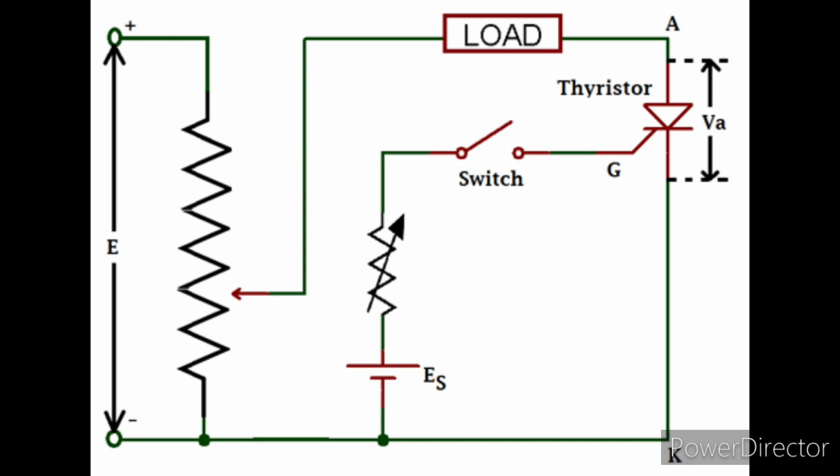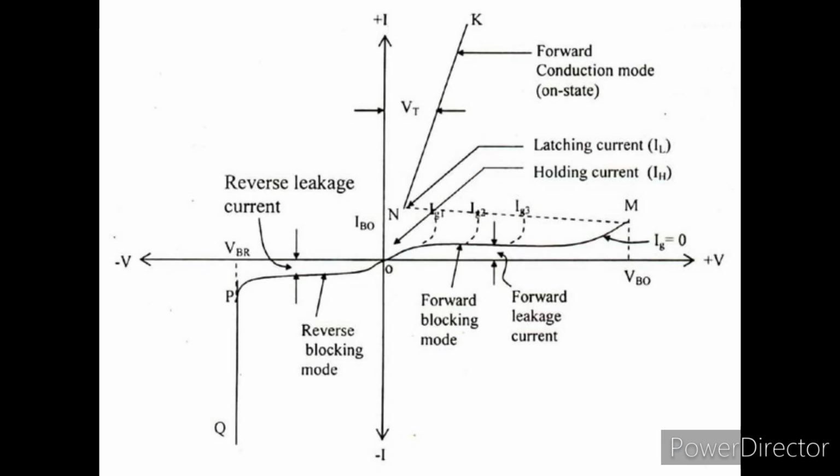This is the circuit used to obtain the VI characteristics of the SCR. The anode and cathode of the thyristor are connected to the main supply through the load, and a voltage source ES provides the required voltage at the gate terminal. This provides the gate current from gate to the cathode. Now, if you look at the VI characteristics of the SCR, there are three basic modes of SCR: reverse blocking mode, forward blocking mode, and forward conduction mode.